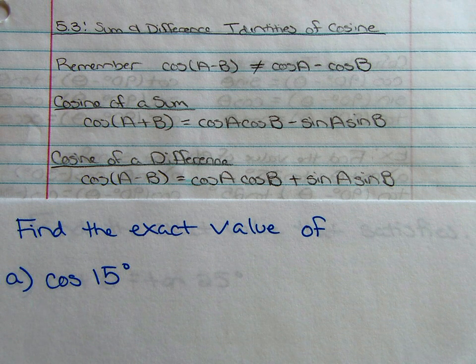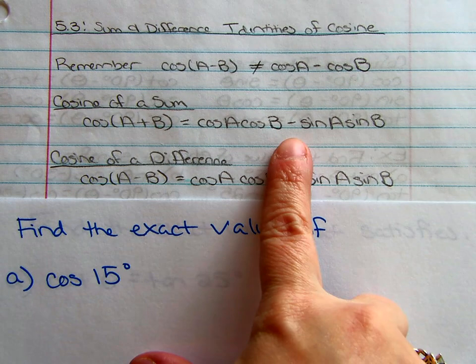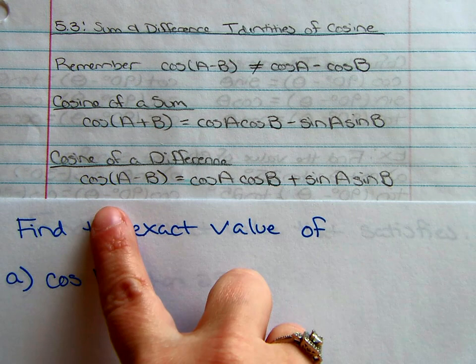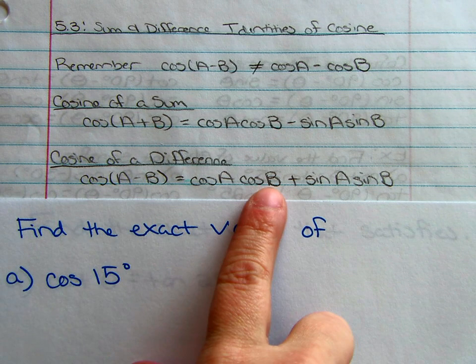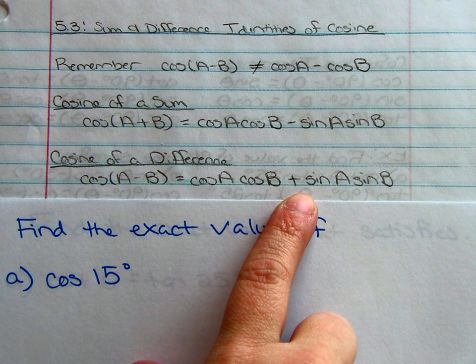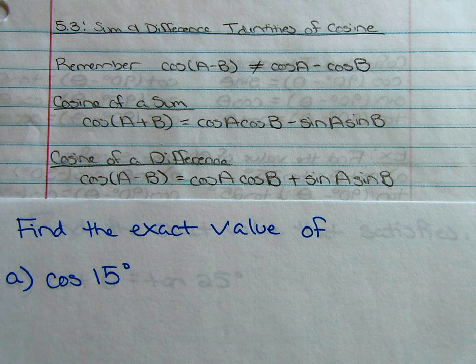So notice that on cosine, the signs are opposite. If you are doing a sum, then over here you will have a subtraction. If you're doing a difference, then over here you will have an addition. But it's still cosine a cosine b first, and then minus or plus the sine a sine b. And these are the identities we're going to use in order to find exact values and do some verifications in this section.